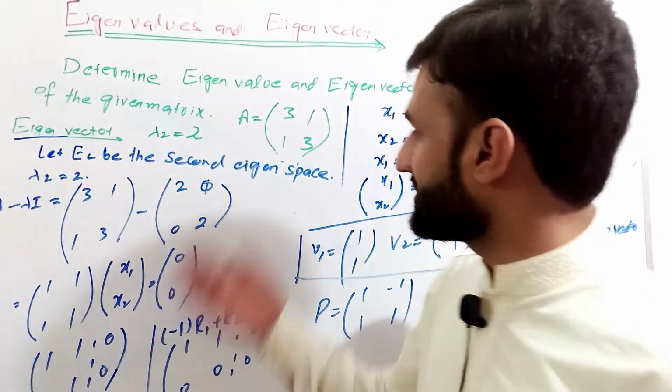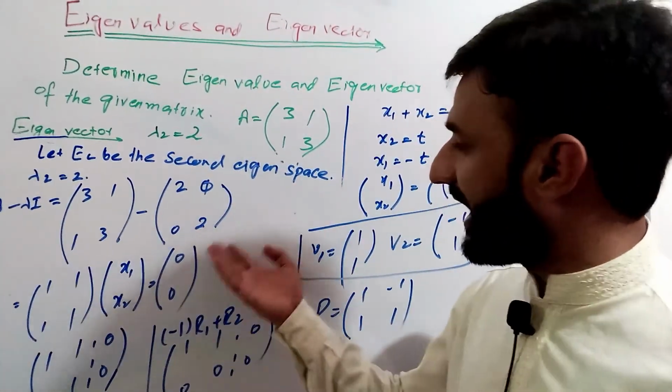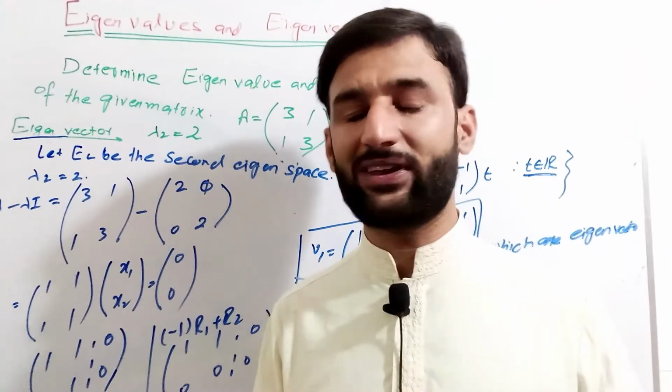Right? So this is the basic procedural way you can find the eigenvalues and eigenvectors of any square matrix.